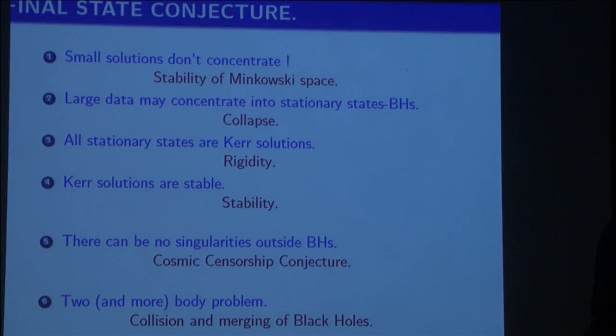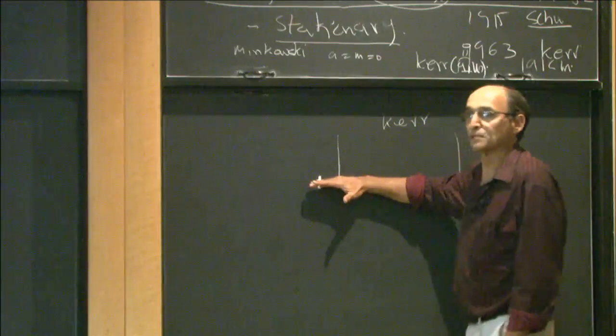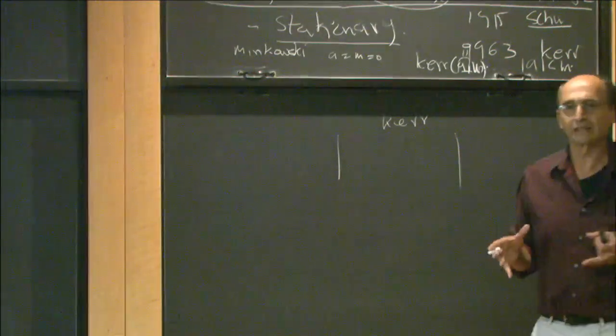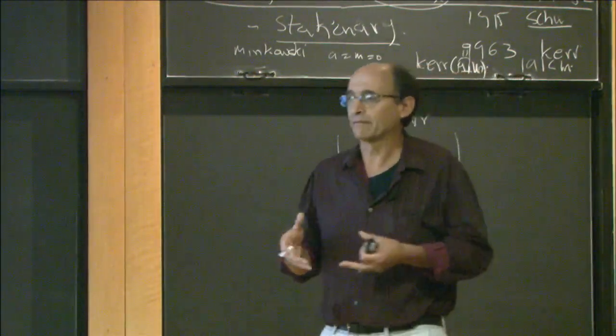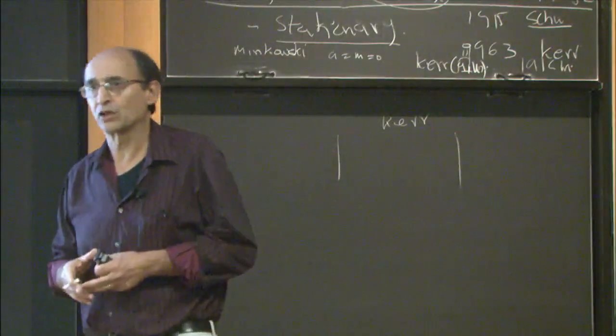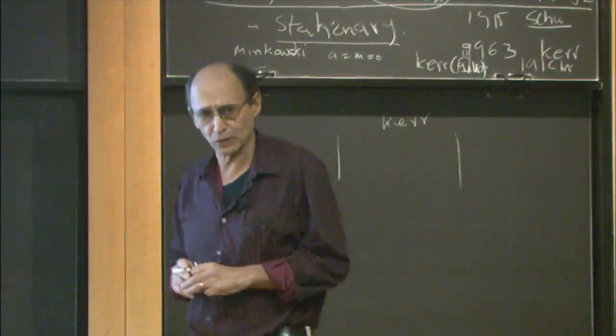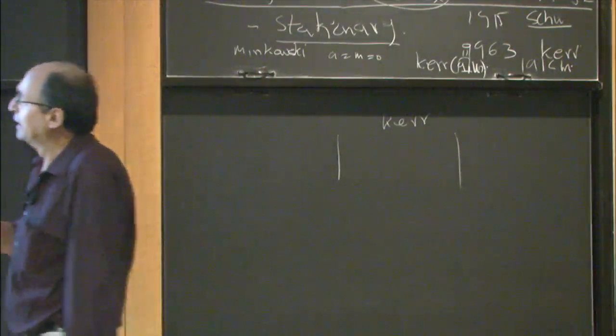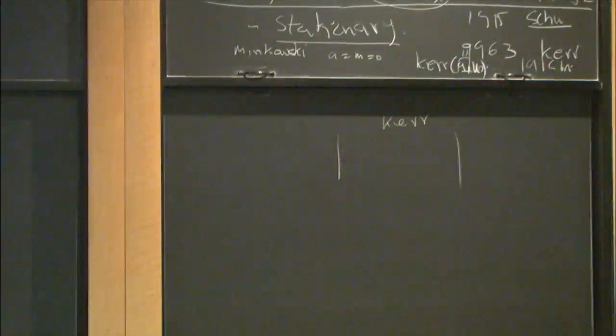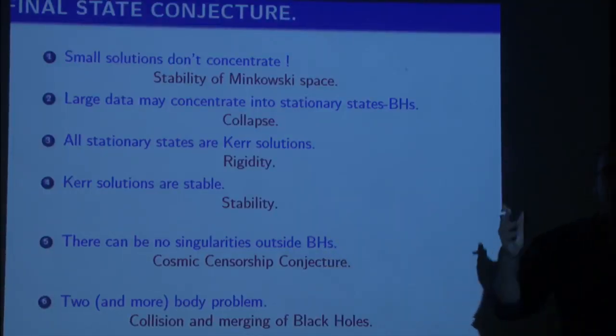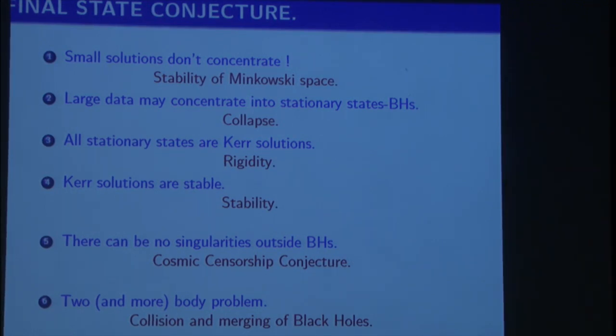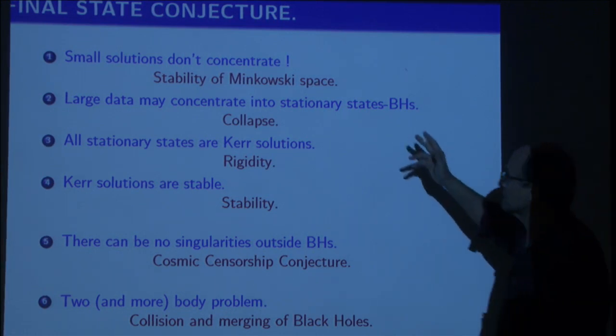So the simplest thing that you might be interested in is if you take small perturbations, in other words, you take initial data who have relatively small energy, whatever that means. Of course, you have to identify that notion, but in that case, you expect that solutions don't concentrate. So the only thing you are going to see are gravitational waves going away to infinity. Instead of having a finite number of Kerr solutions, you have just zero Kerr solutions and gravitational waves. So this is stability of Minkowski space.